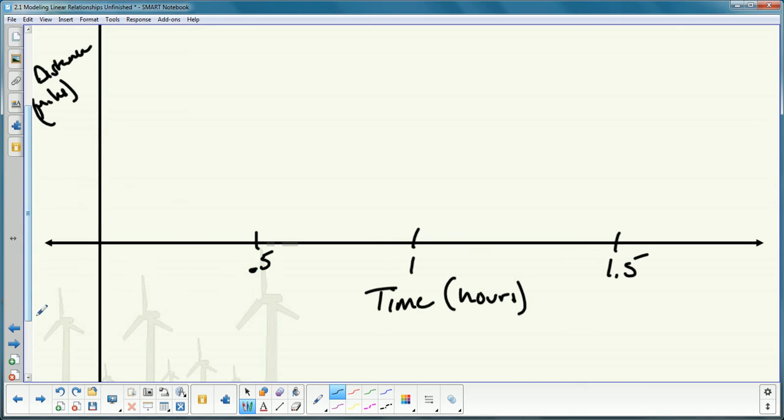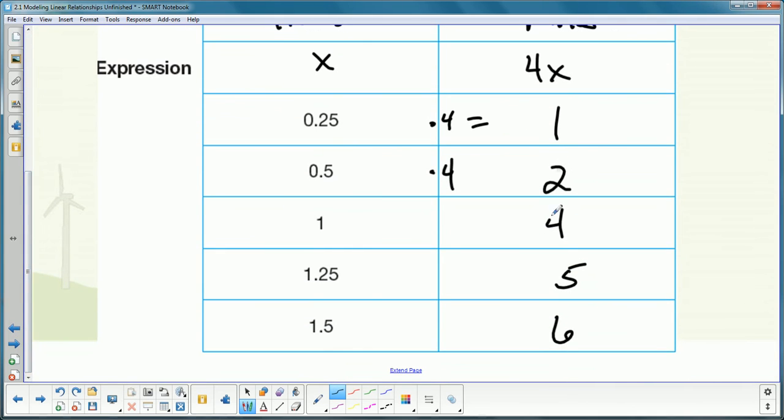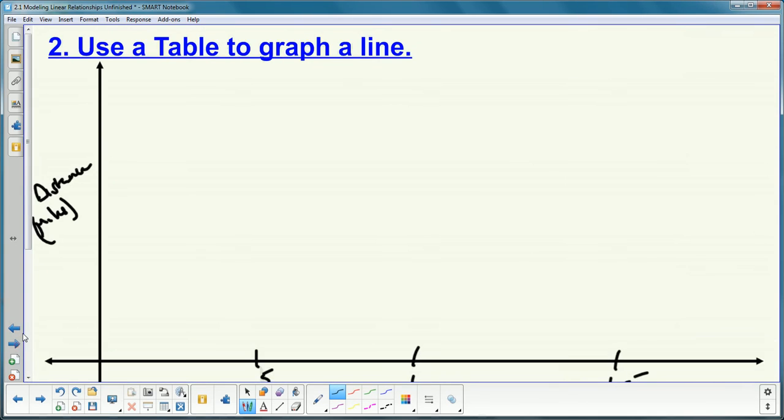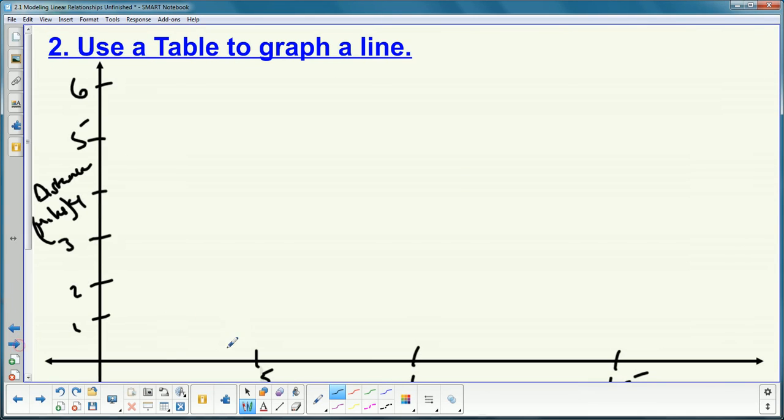Okay, and looking back at the table one more time at our dependent quantity, you see we go 1, 2, 4, 5, 6. So I need to make sure that my left side goes all the way up to 6, and then I'm just going to put 1, 2, 3, 4, 5. Okay. So at 0.25, we are at the point 1. So I'm looking at this as an ordered pair. 0.25, 1. I'm going to plot that one.